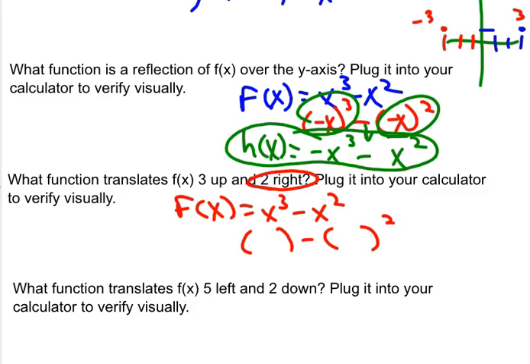Well, 2 right, I need to do the opposite. I need to go x minus 2, right? Remember that? And it needs to happen for both of these. So I'm going to have the quantity x minus 2 cubed, minus the quantity x minus 2 squared. And now I want the whole thing to go up 3. That's what I think does it. So when you want to go left and right, you don't just change any one x. You've got to change all the x's. Let's see if I got it right.